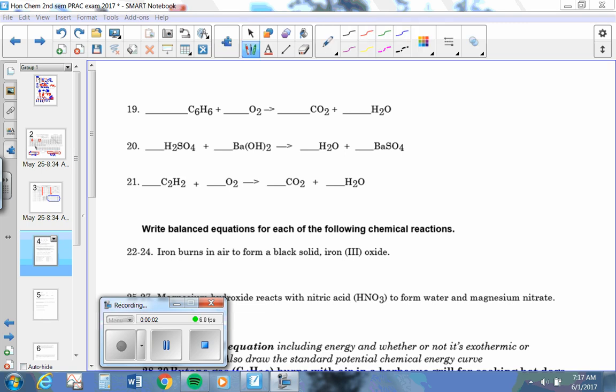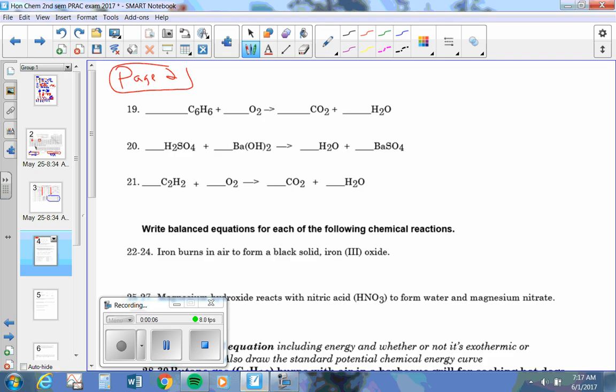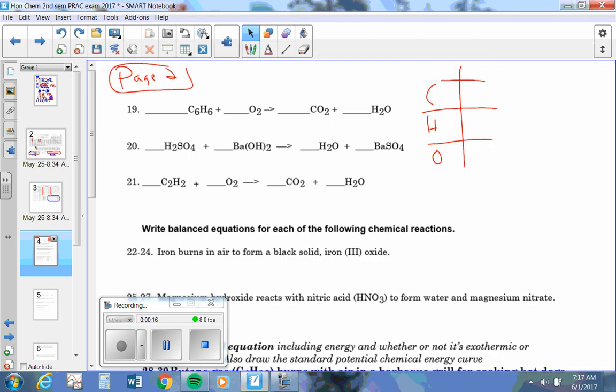Page 2, some more balancing. When I see a combustion reaction, I always have the same strategy. I make my chart with C's, H's, and O's, and I fix them in that order. I count up both sides. I see 6, 6, 2 versus 1, 2. 2 plus 1 is 3.